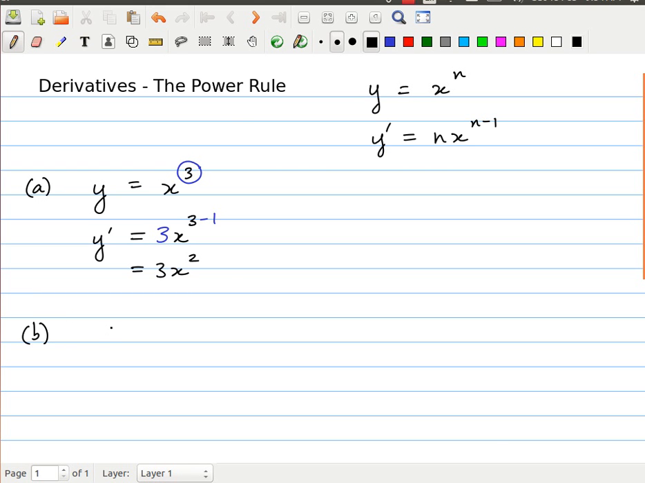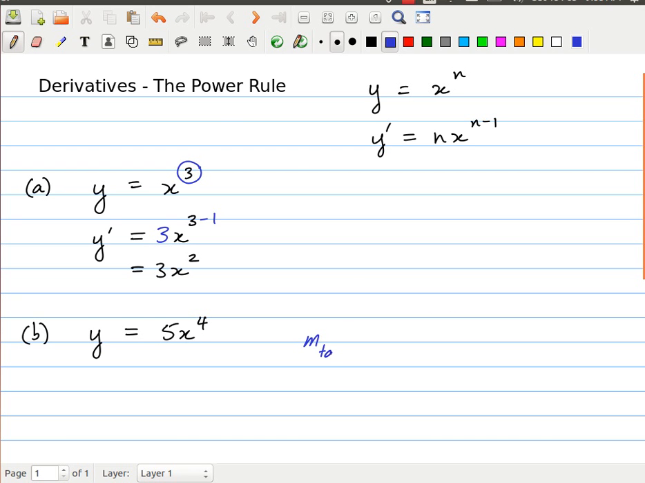Let's take a look at one that's a little more complicated, but not terribly so. We start with y is equal to 5x to the power 4. The presence of this constant in front, the 5, causes some people initial confusion. You need to understand that when we take derivatives with the power rule, and when we go on to other rules such as the product rule and the quotient rule, all of these are based on our definition of a limit.